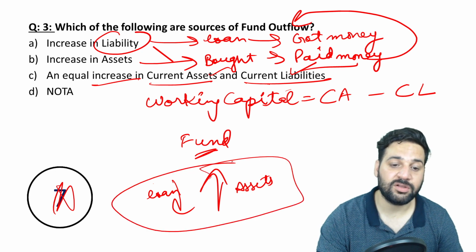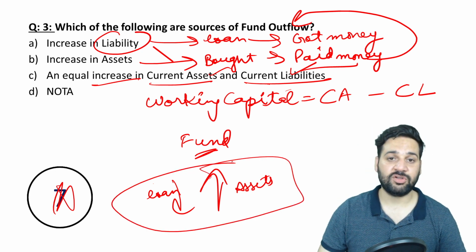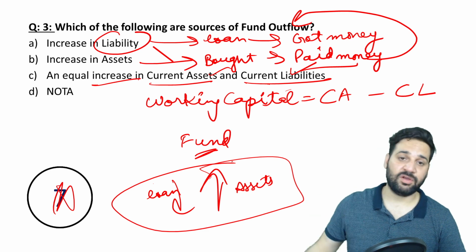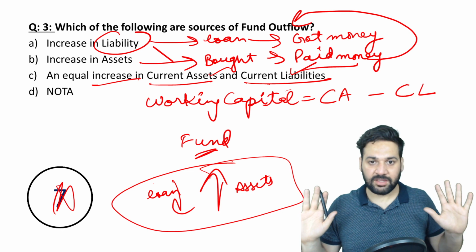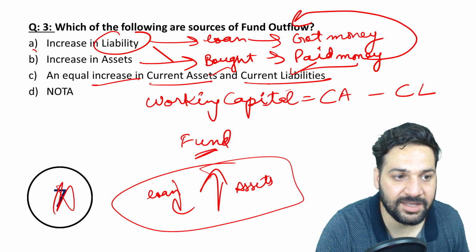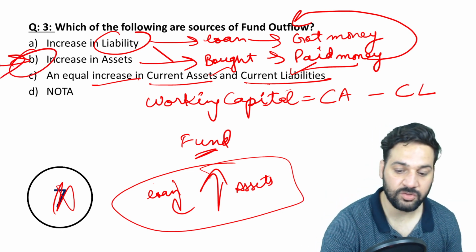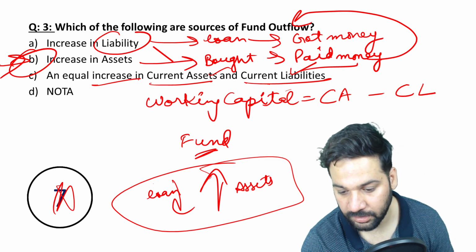There is no effect on the funds. You borrowed like 5,000 rupees and you paid 5,000 rupees to get an asset. The net impact is nothing, zero. Okay, so B is the correct answer. So let's move forward to the next question.